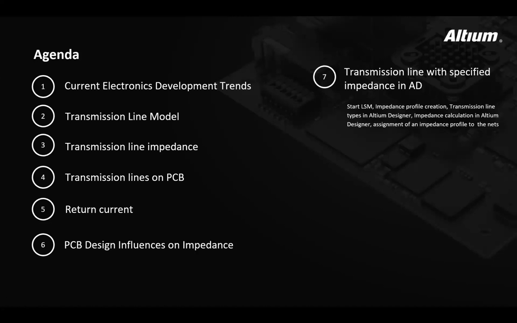So with that, let's talk about what we're going to review today. We're going to talk about current electronics development trends. We're going to introduce a simple concept of the transmission line model. We're going to discuss the impedance of transmission lines, and how transmission lines are either intentionally or inadvertently manifest on printed circuit boards. We're going to follow that with a discussion of a very important topic called return current. And then we're going to review some of the key PCB design rules and how they influence impedance. After that, I'm going to go through, step by step in presentation form, how you use Altium Designer to do impedance-controlled routing and to cope with that design challenge.